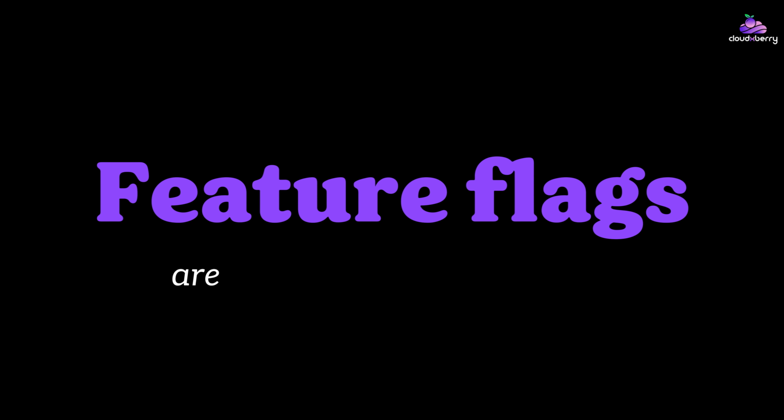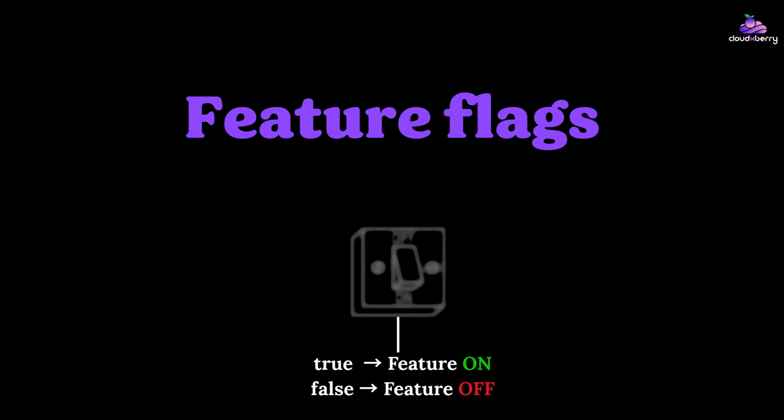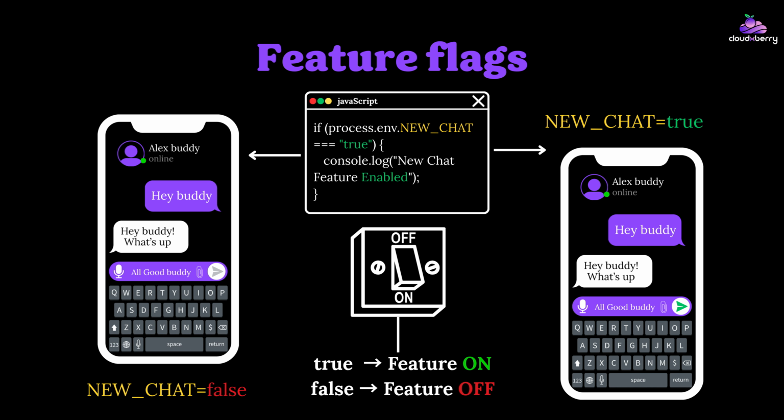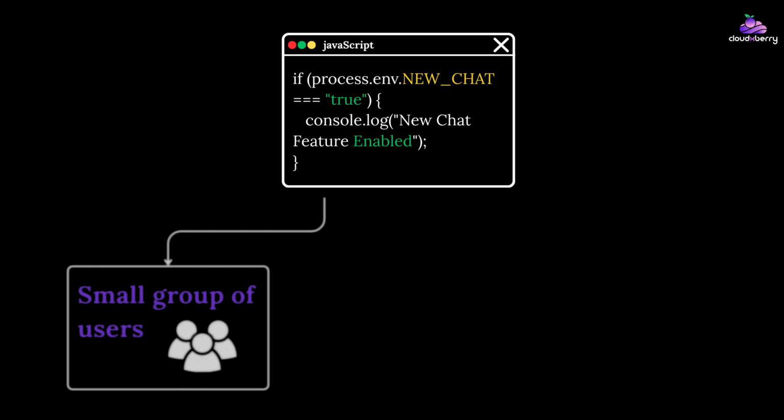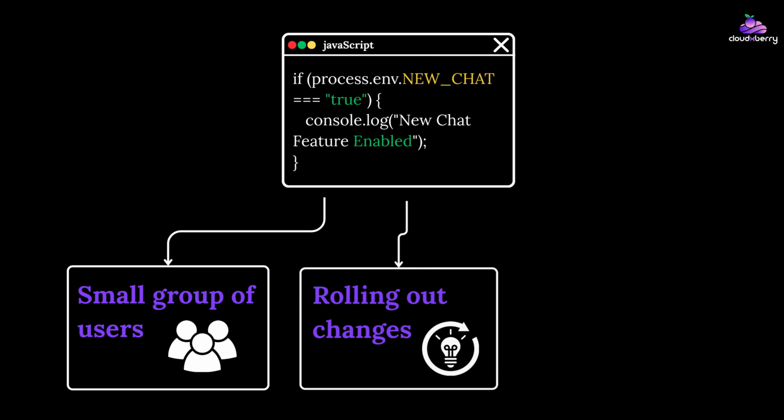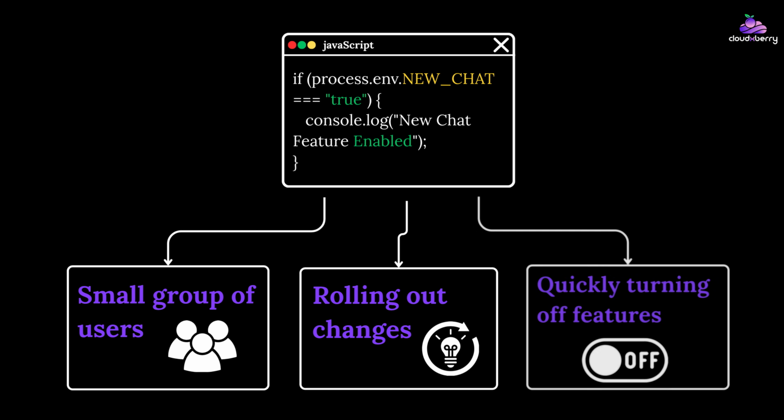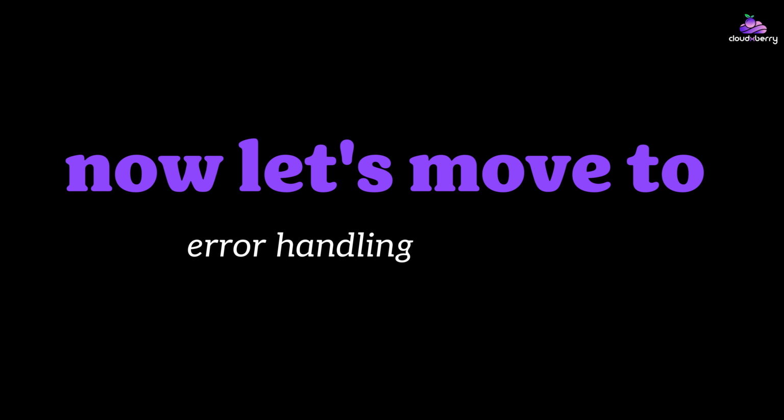Feature flags are another powerful concept. They allow you to enable or disable features without deploying new code. This helps in testing features with a small group of users, rolling out changes gradually, and quickly turning off features if something goes wrong. Now let's move to error handling and logging.